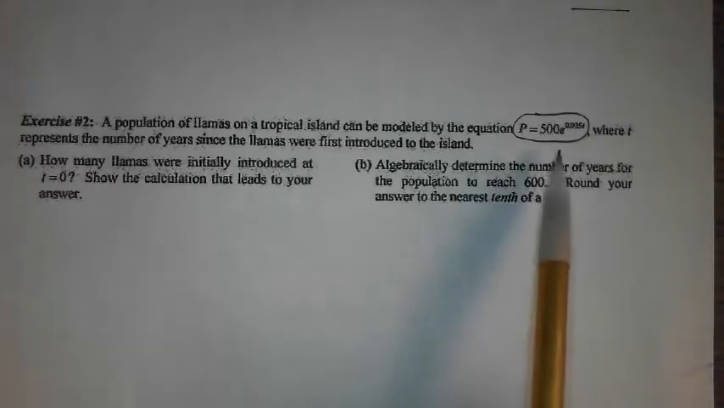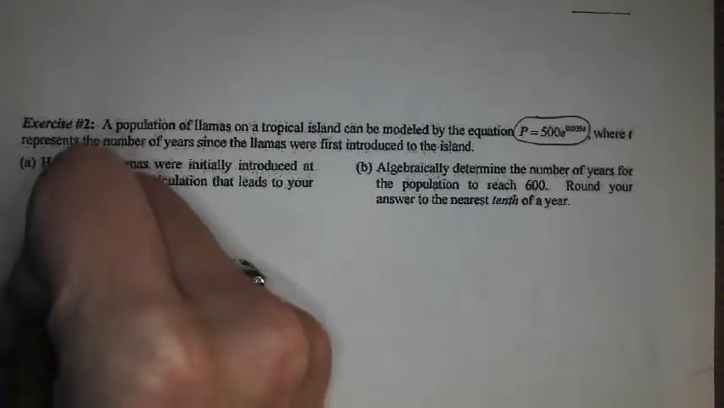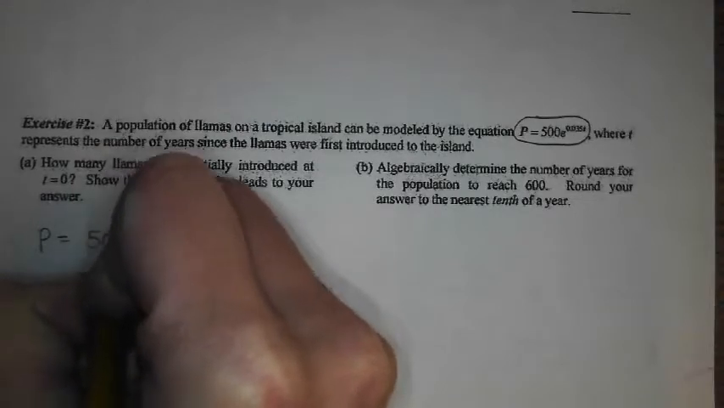So the population is P, given by 500 times e to the 0.035t, where t represents the number of years since the llamas were first introduced to the island. So how many llamas were initially there? They should not tell you t equals 0. You should know enough to plug that in on your own. If they want to know how many were initially on the island, that's year 0. So you're just going to plug in a t of 0.